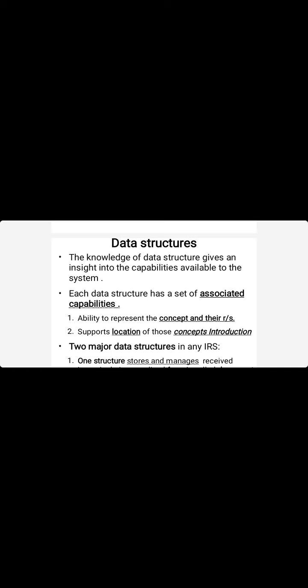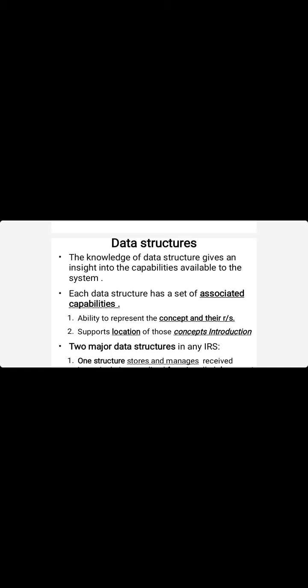Each data structure has a set of associated capabilities that provide insight into the objectives of the implementers by its selection. From an information retrieval system perspective, there are two important aspects of data structures: its ability to represent the concepts and their relationships, and how well it supports locations of those concepts. That is, the ability to represent the concepts and relationships, and how well it is going to support us in retrieving the information.